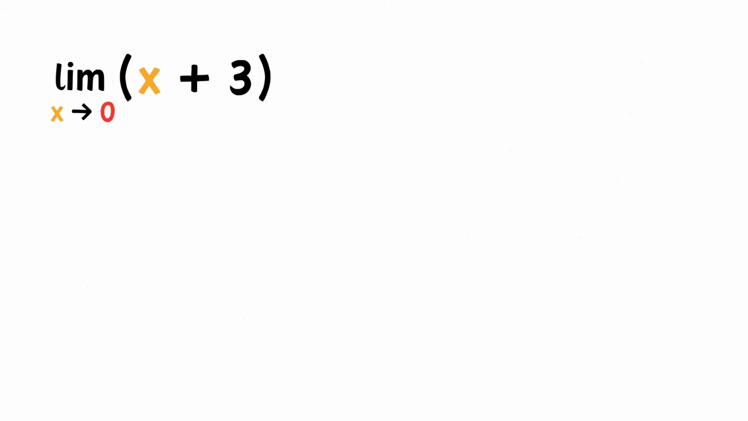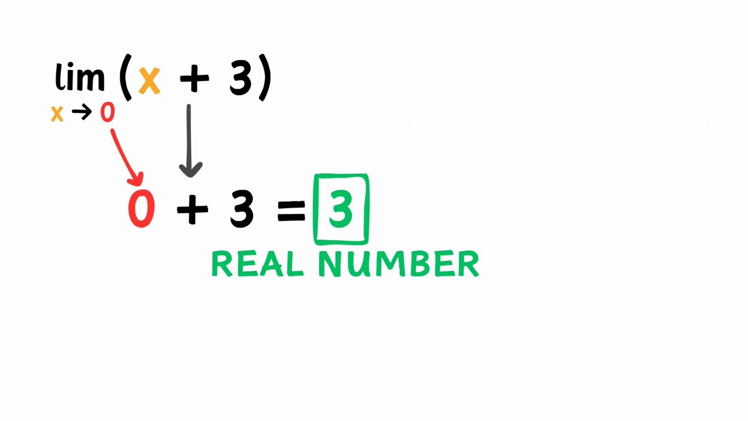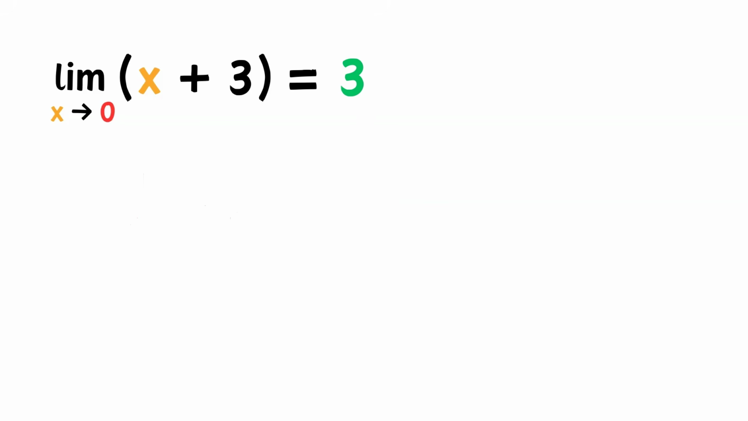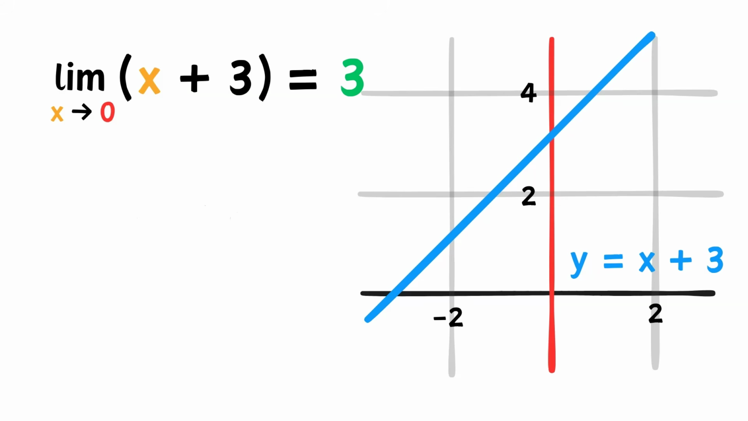First, let's find the limit of x plus 3 as x approaches 0. Well, directly substituting 0 into x plus 3, we get 0 plus 3, which is 3. 3 is a real number, so that's our limit. To verify our answer, let's take a look at the graph of x plus 3. As x approaches 0, we see that the function indeed approaches 3, so 3 is the limit.